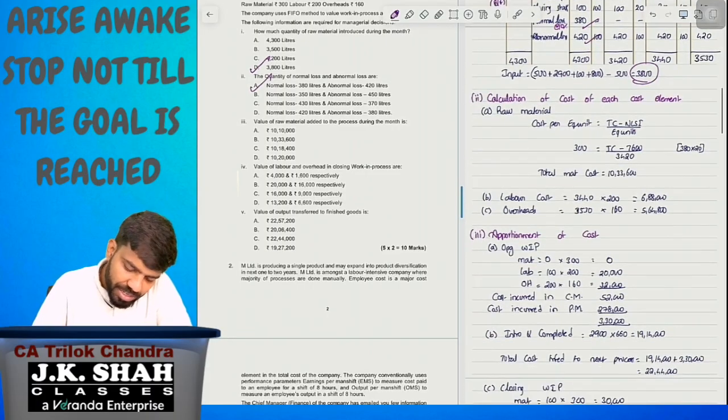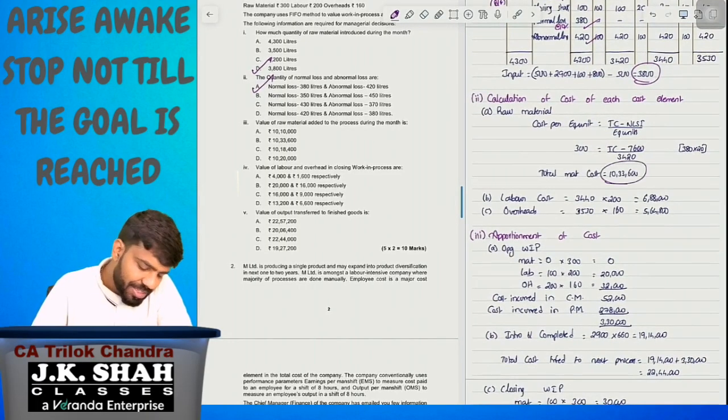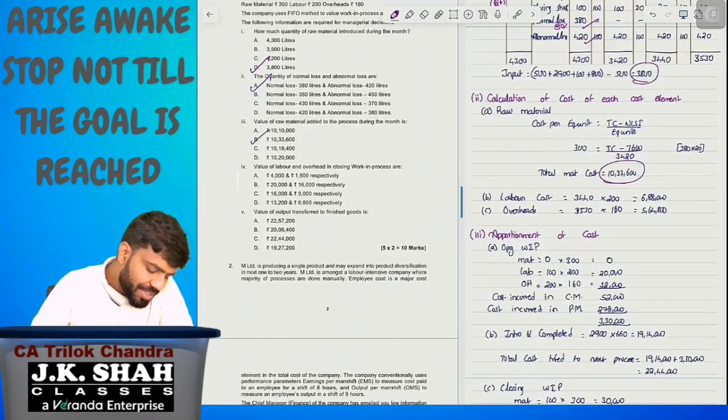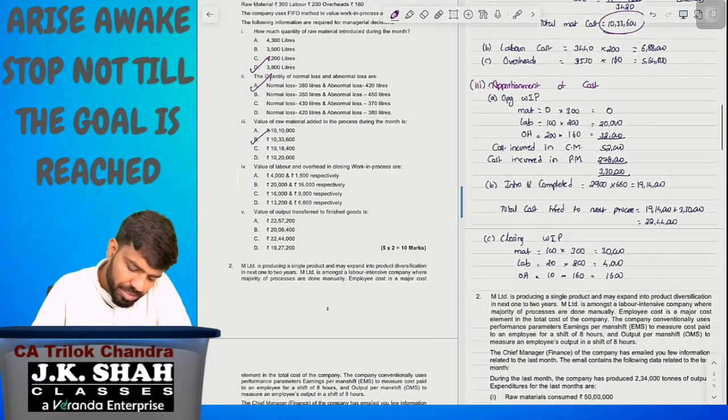Next. Value of raw material added to the process during the month. Look at here. Here we calculated 10 lakh 33,600. Option B, 10 lakh 33,600.